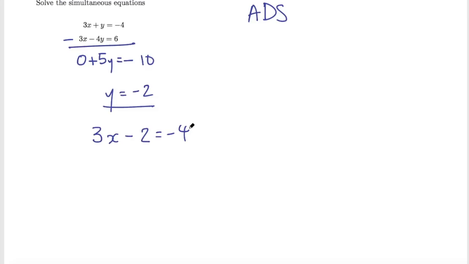And if we add that 2 to this side, that will be 3x equals minus 2, and then x equals minus 2 on 3. And now we've got a value for y and a value for x, and we're done.